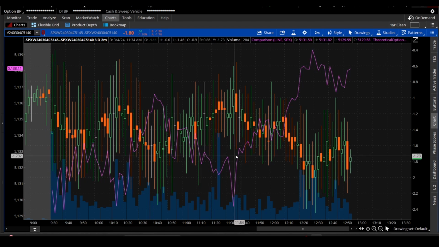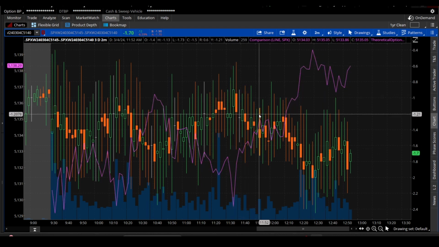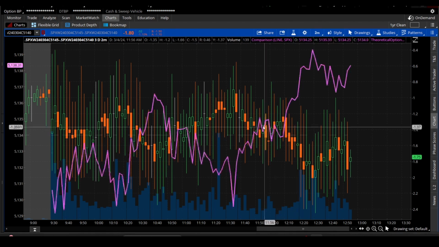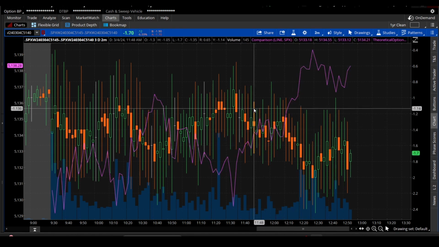And then once the SPY started rising, the call credit spread actually started increasing in value, which would be bad for you if you're holding a call credit spread.